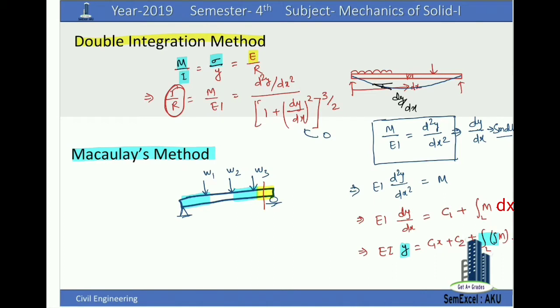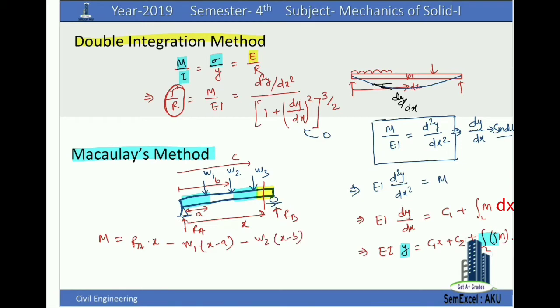Let's say this is the X and we write moment equation M as, let's say here we have reactions RA and RB, then we can write M is equal to RA into X minus W1 into X minus A minus W2 into X minus B minus W3 into X minus C. Here this distance is B and this is C. From here to this is C.